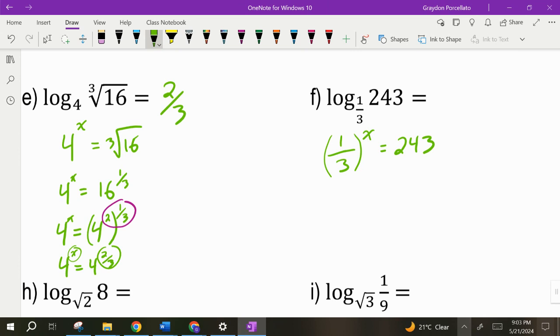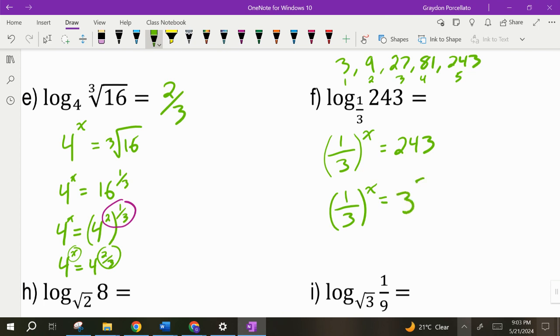Well, let's think about this. So I'm going to keep this as 1 over 3 to the x equals 243. I know that 3 times 3 is 9. 9 times 3 is 27. So let's go 3, 9, 27, 81, 243. So 3 to the power of 1, 2, 3, 4, 5. So 3 to the power of 5 gives me 243.